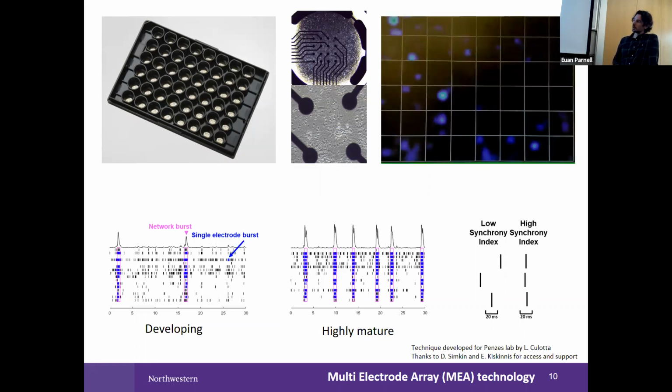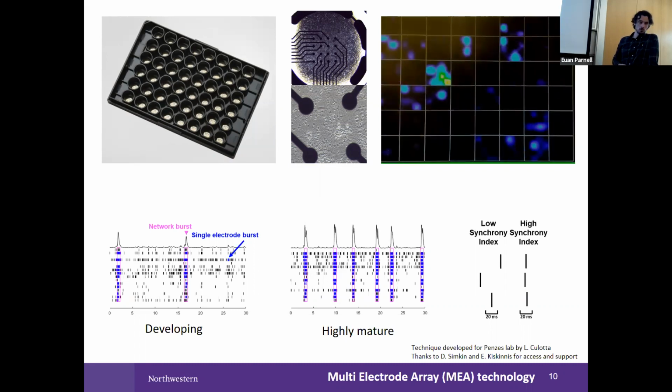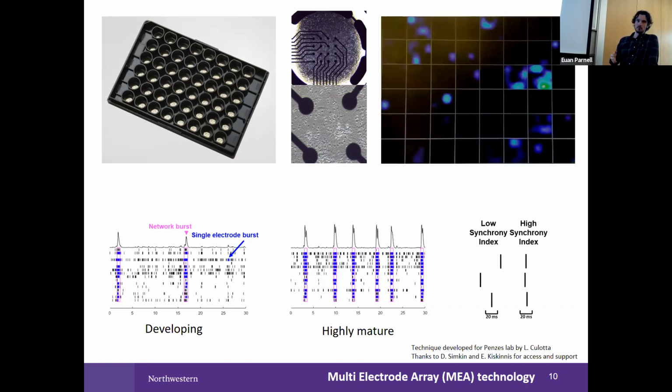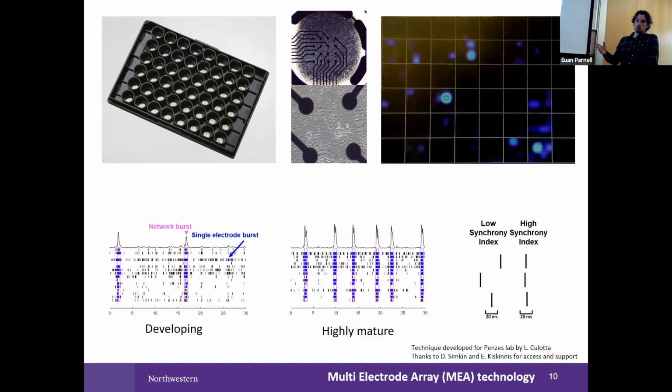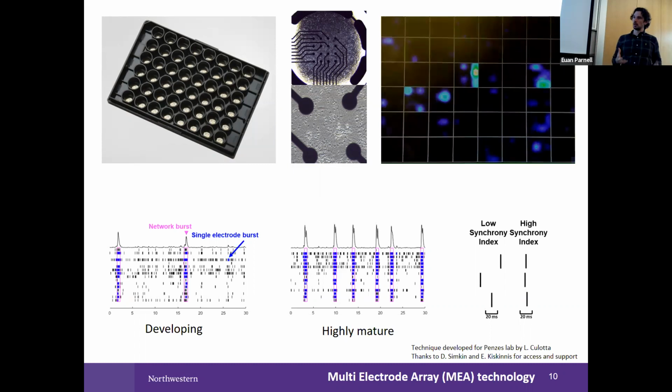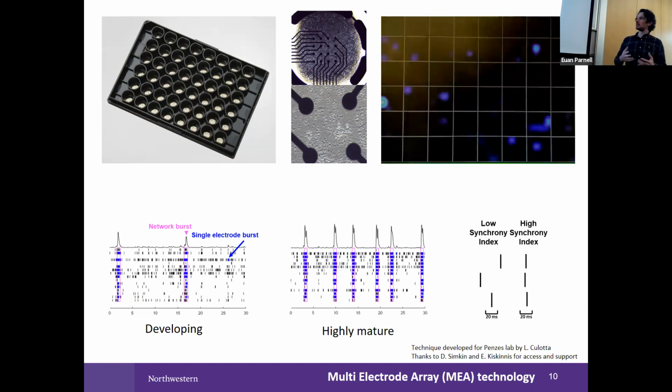We're also going to talk about single electrode bursts, which is where one electrode will have very rapid firing. And then we have network bursts, which is where multiple electrodes in the culture fire simultaneously, which is suggestive of long-range connections between different neurons in the culture.